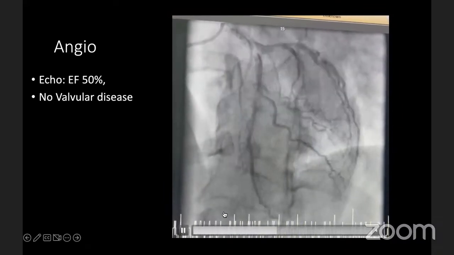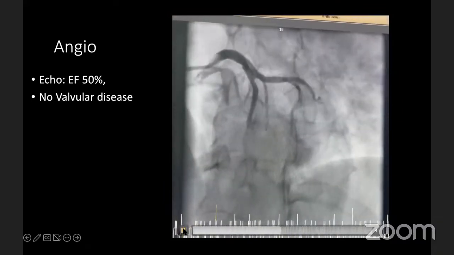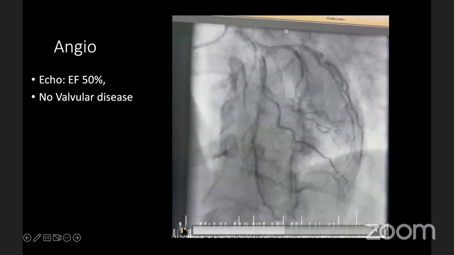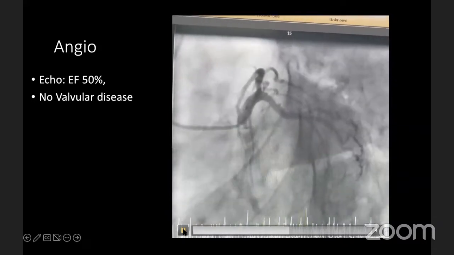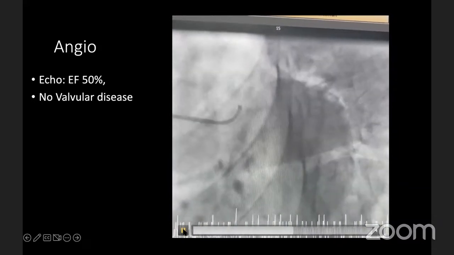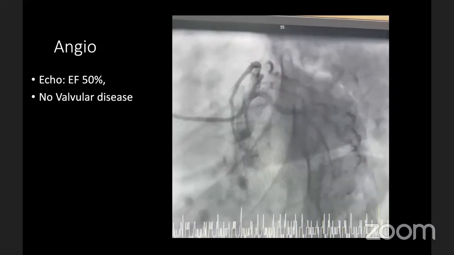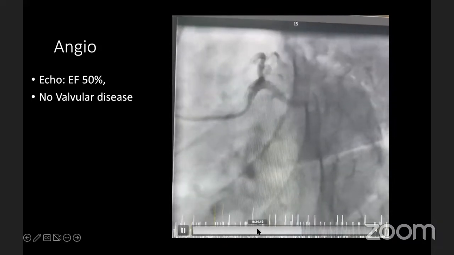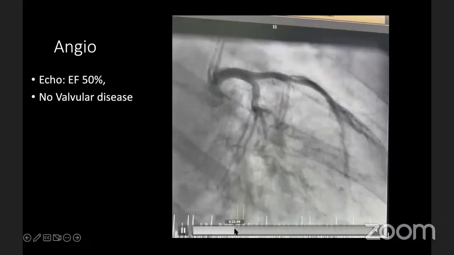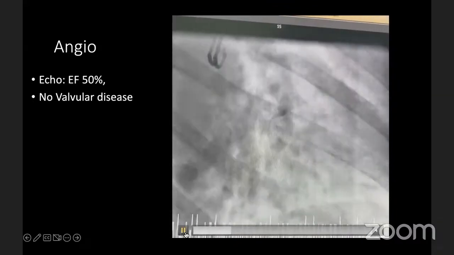Okay, what's your finding? Probably it's just going to keep saying the same view over and over. Okay, so the RCA is normal. I couldn't see any lesions. The LCX, there is, I think, proximal, but I don't think it's significant, or maybe mid at the bifurcation.